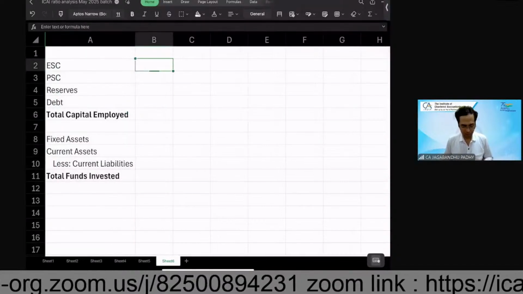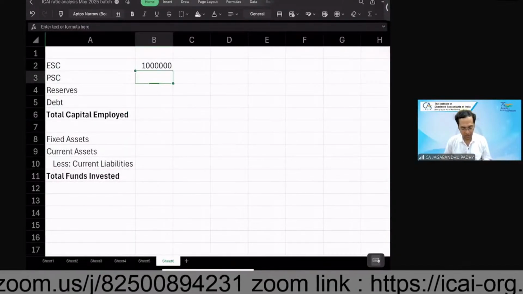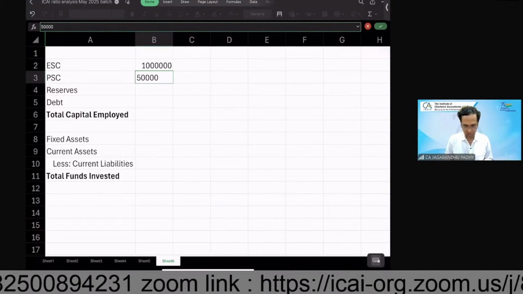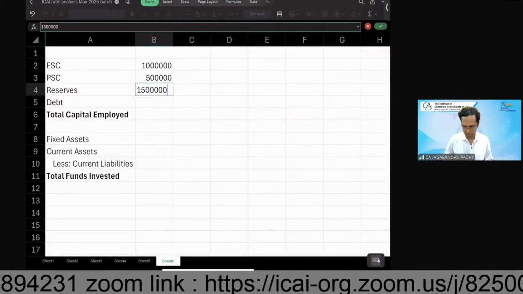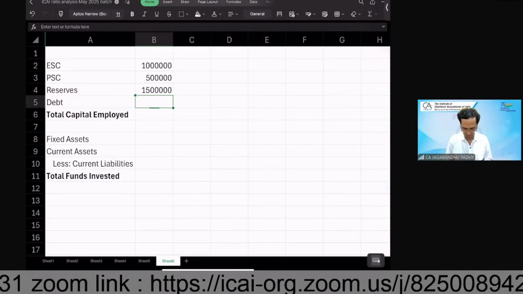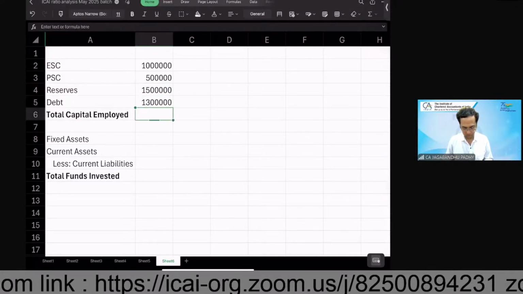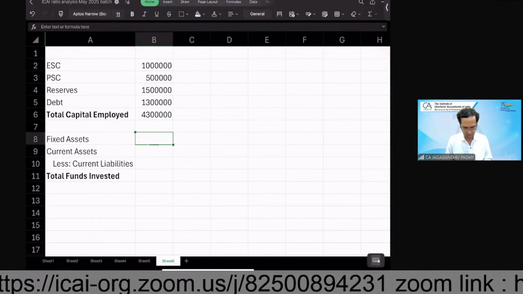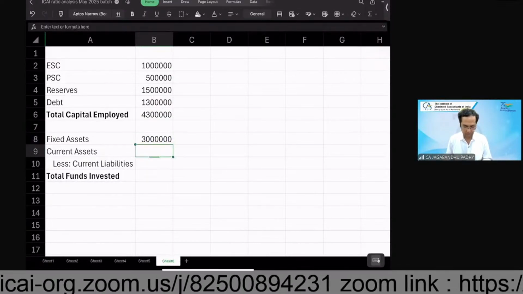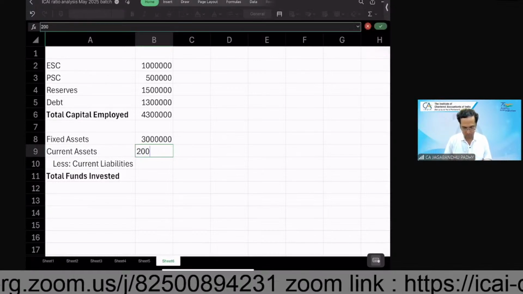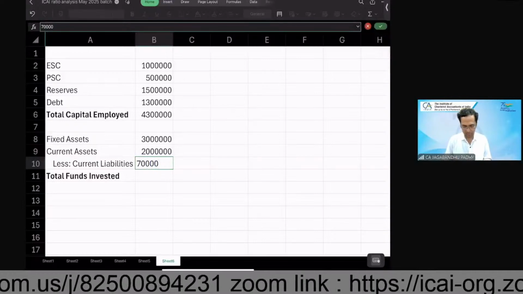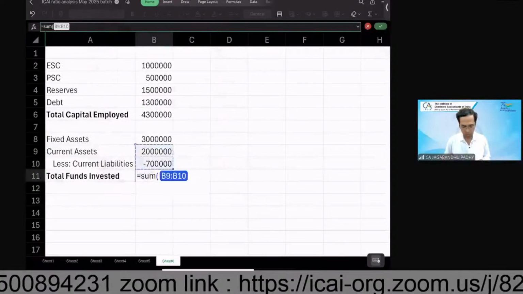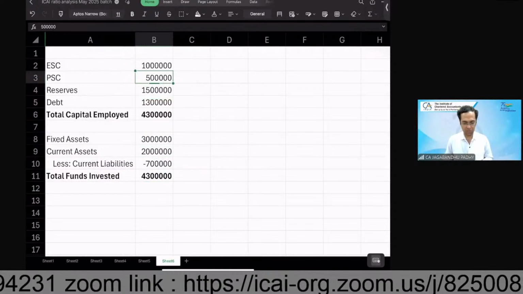Okay. So equity share capital is, let's say, 10 lakh. Preference share capital, on one side, let's say 5 lakh. Reserves are 15 lakhs, and debt over here is, suppose, 13 lakh. So total capital employed in the business is 43 lakh, against which we have fixed assets of 30 lakhs. Current assets are 20 lakh. Current liabilities are 7 lakh, and of course, I'll write this as a negative figure. So in total, capital invested is the same 43 lakhs. So this is one of the companies, X Limited.